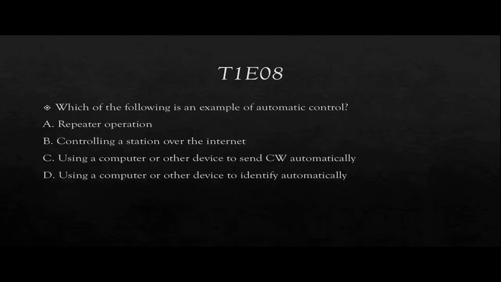Which of the following is an example of automatic control? A. Repeater operation. B. Controlling a station over the internet. C. Using a computer or other device to set CW automatically. D. Using a computer or other device to identify automatically. So this can be a little bit confusing.